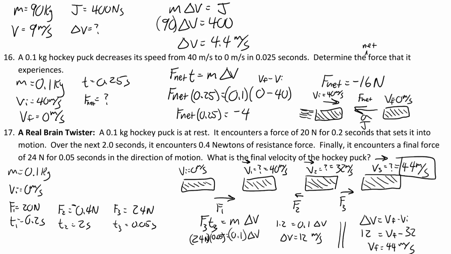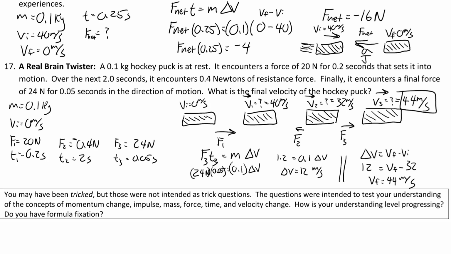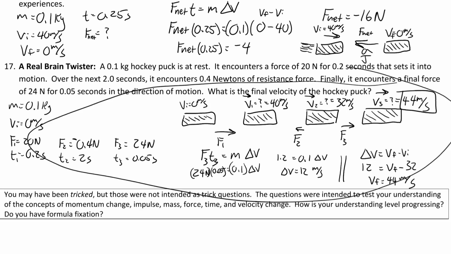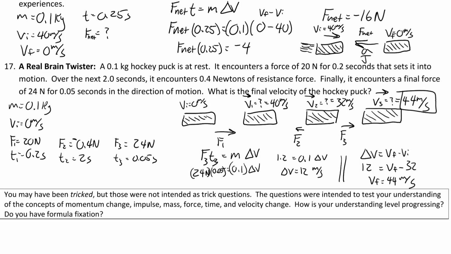But if you look below here, it says you may have been tricked, but those are not intended as trick questions. Also, these were not intended to be super hard, multiple step problems where you had to do it 3 different times. The questions were intended to test your understanding of the concepts of momentum change, impulse, mass, force, time, and velocity change. How is your understanding level progressing? Do you have formula fixation? I wonder if we could just do this in one formula. Let's see if I could squeeze it in the bottom here.